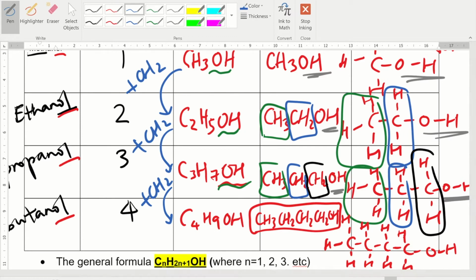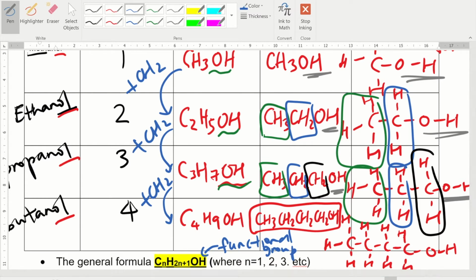Okay, so the general formula for alcohol is CnH2n+1OH. The hydroxyl group will be at the end. This is not inside your notes for the general formula, so please write it in. CnH2n+1OH. So this is your functional group.